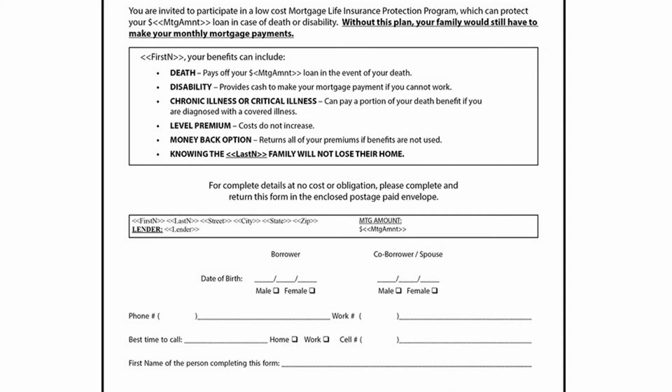The lead card at the bottom is detachable. That's what gets sent back to us. And then you see the information on the spouse, the borrower, contact information, work, cell phone, best time to call.